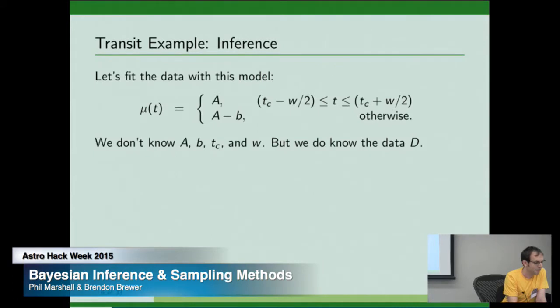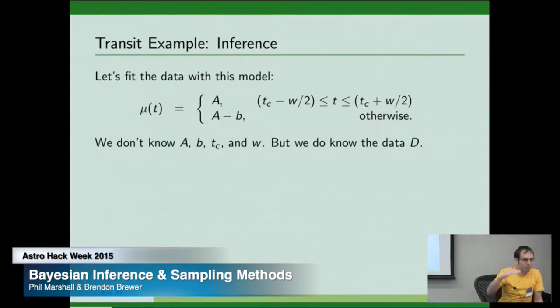Is there a particular reason why you parameterized this as A, A minus B, and TC minus W over 2, TC plus W over 2, as opposed to A, B? Is there a reason you parameterize it this way? Not really, just kind of my aesthetic habits. You could parameterize it in different ways.